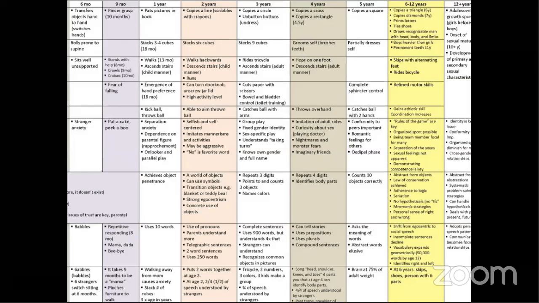By the age of 4 years, initiation of adult roles. Okay, curiosity about sex, playing as the doctor. And they used to have nightmares. They used to get fear from some dreams, at the age of 4 years. At the age of 5 years, okay, conformity to peers is important and romantic feelings for others. Suppose think that they have romantic feelings for others at the age of 5 years. And the age of 6 to 12 years does not come in our topic.